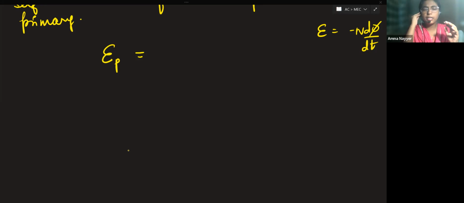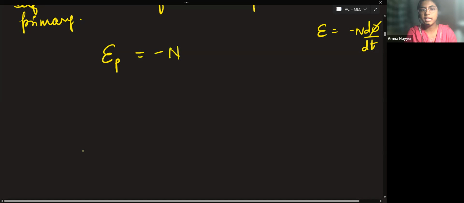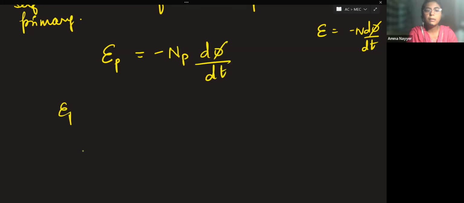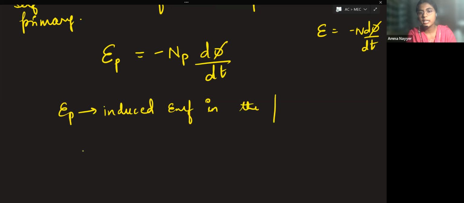So here you will just name it as primary or secondary. In certain books, you will find it as one or two also. So one means primary, two means secondary. That is up to you. Whichever symbol you wish, you can write it. Now, EP: we will use E is equal to minus N d phi over dt. I am writing EP, so this becomes minus NP d phi over dt. What is meant by this? EP is the induced EMF in the primary.